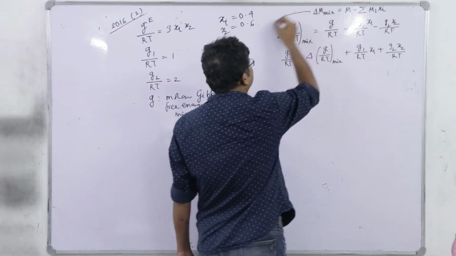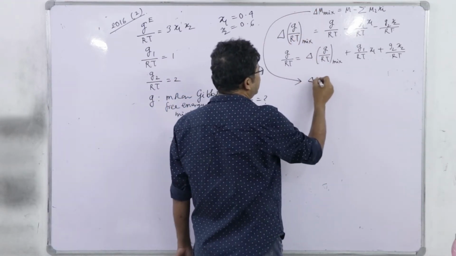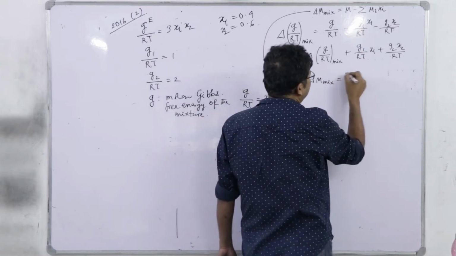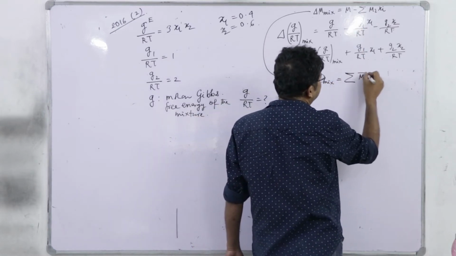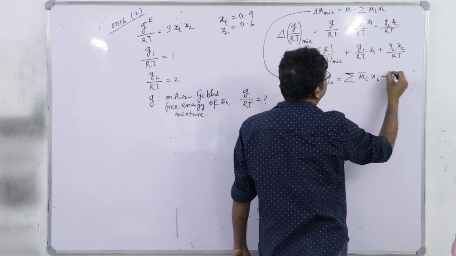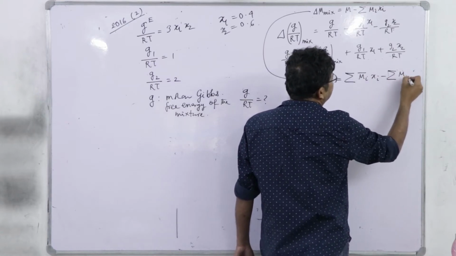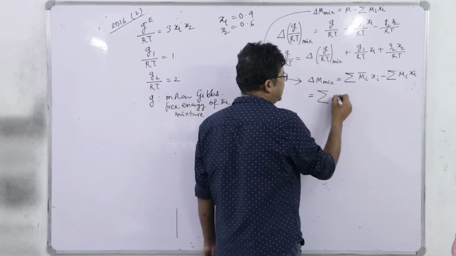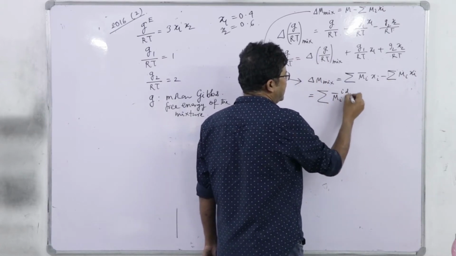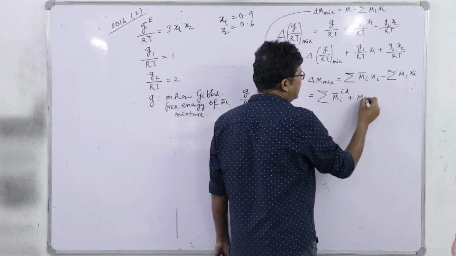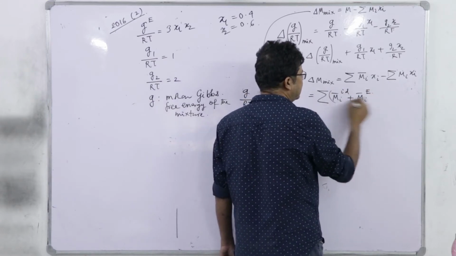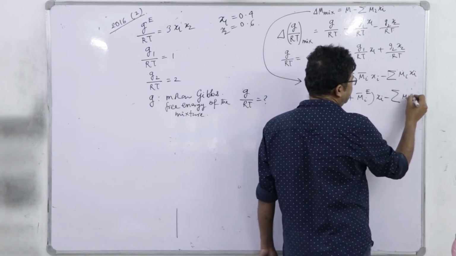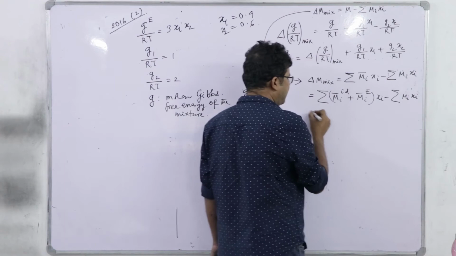Now, we have to calculate this delta g mix by RT. So again if you look into this equation, delta M mix, you see here we are using the summability relation to represent this M in terms of partial molar properties, Mi xi, and further we can write that this is Mi bar ideal plus Mi bar excess, into xi, minus Mi xi.